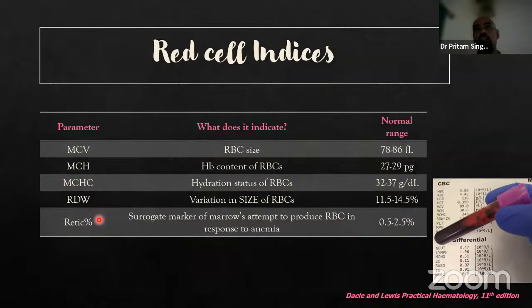And retic percentage. The retic percentage is basically a surrogate marker of how hard and fast the marrow is trying to compensate for anemia. Whenever there is anemia, the marrow by nature should try to compensate. So how well is it compensating? That is reflected by the reticulocyte percentage.